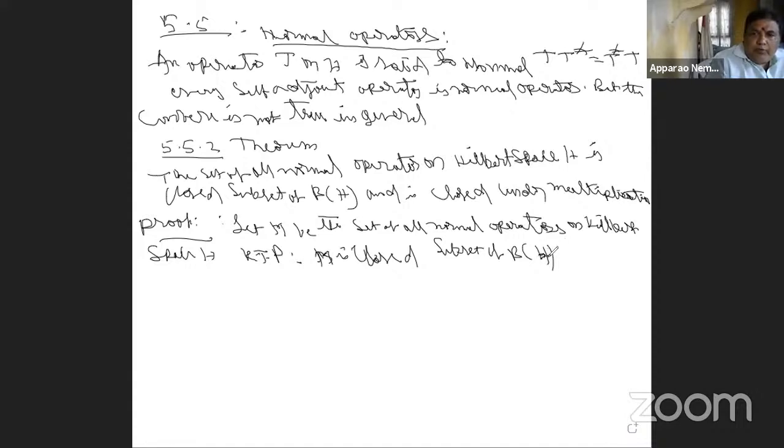Let T be a limit point of M. Then there exists a sequence.